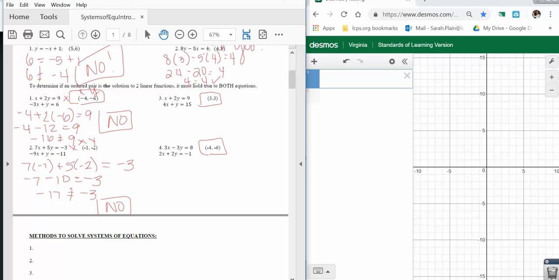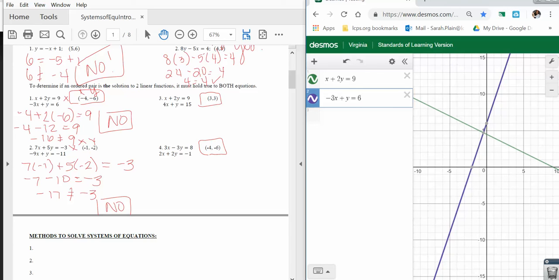If I come over and show you how to do this on Desmos, I'm going to go back to example 1, and I'm going to type 1 equation into line 1 of Desmos, and 1 equation into line 2 of Desmos. So I'm going to type in the first one, x plus 2y equals 9. And I'm going to type in -3x plus y equals 6 in the other one. If you want to then type in that ordered pair, you can.